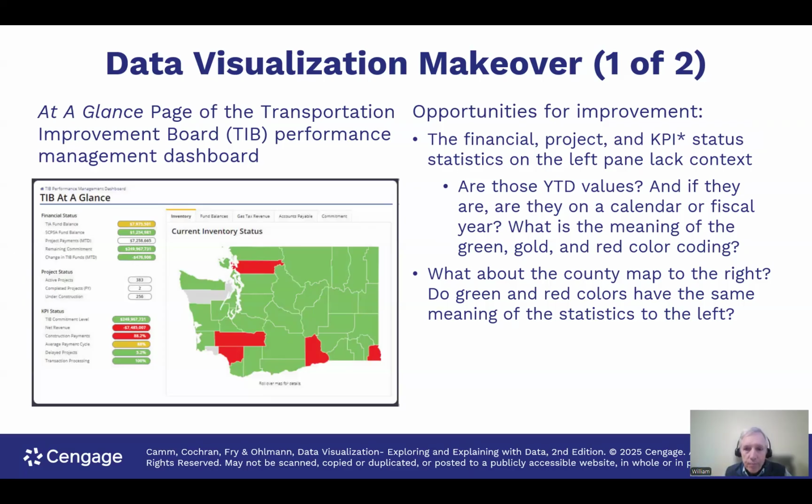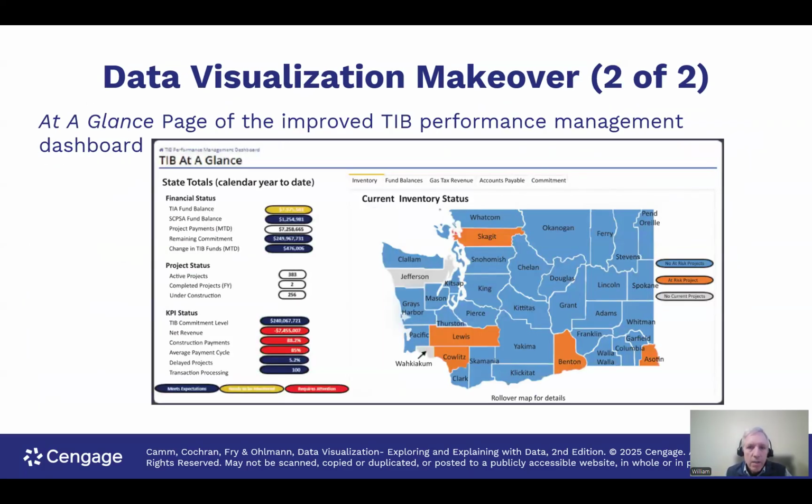Then the county map, it's not clear at all what the colors mean over here. Do the colors mean the same thing on the left-hand side as the right-hand side? Do they mean something different? Okay, so let's do a little work on that and let's improve it.